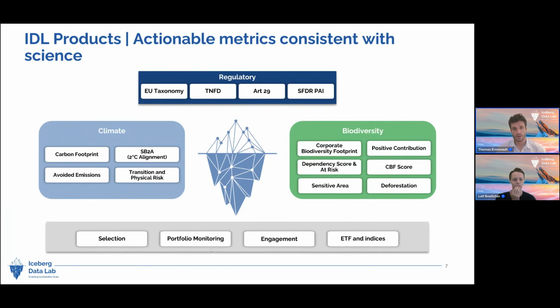The other pillar of our offering, on the right-hand side in green, is the biodiversity, the impact on biodiversity of your investment, with our main indicator being the CBF, Corporate Biodiversity Footprint. Same as the avoided emission, we have the positive contribution for biodiversity. Then we have scores, we have deforestation that is arriving, so plenty of indicators that we produce.